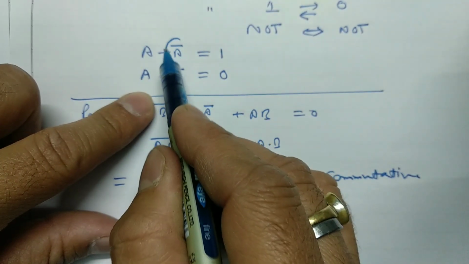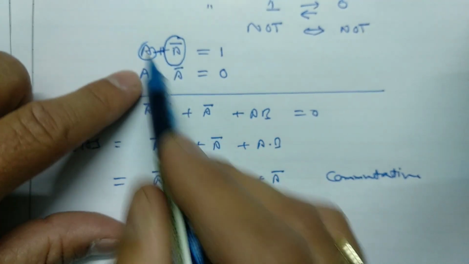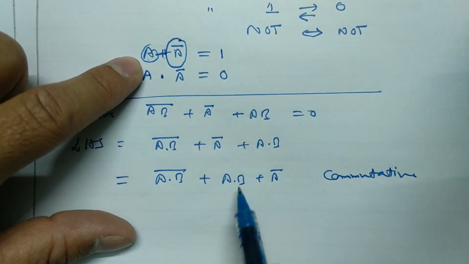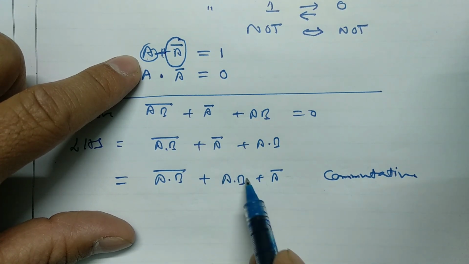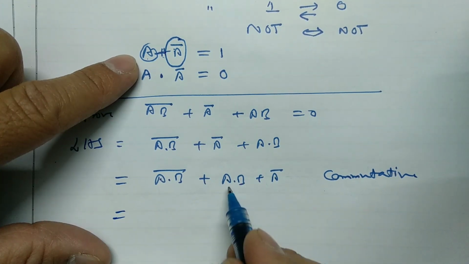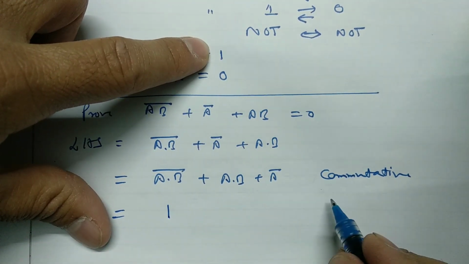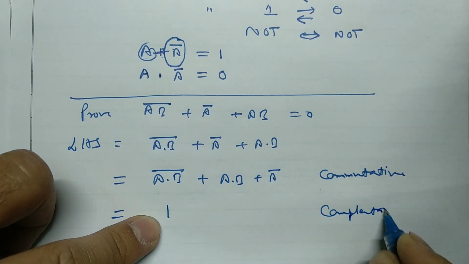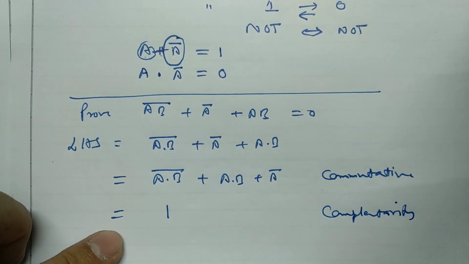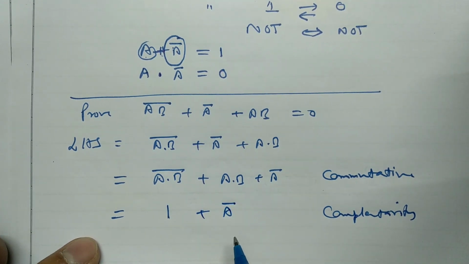The first term is A or A naught. Let's consider this as X or X naught. So the term X or X naught is what? 1. Which law do you apply here? Complementarity law. And what is remaining here is A naught.